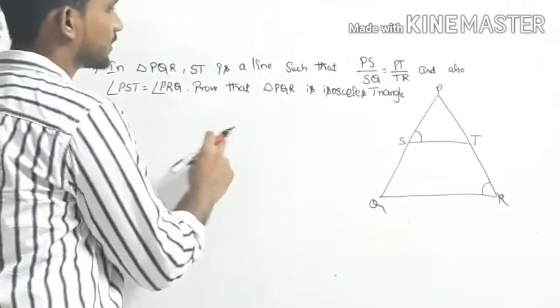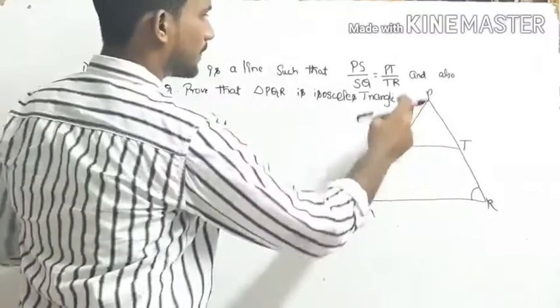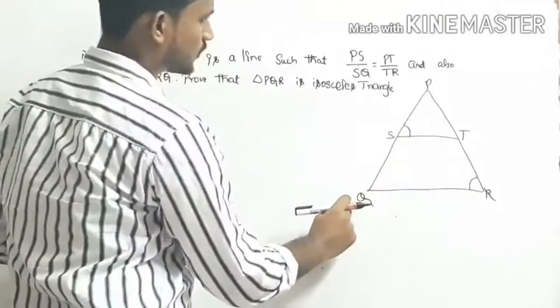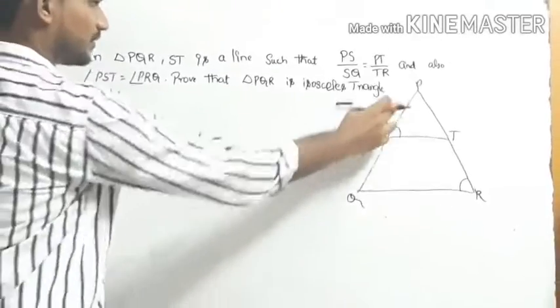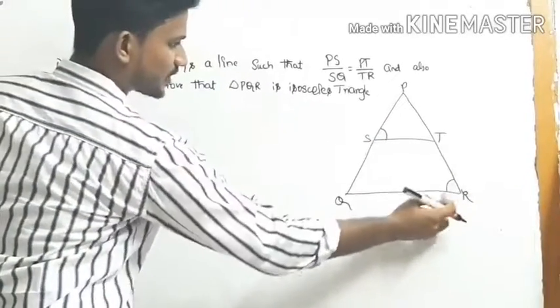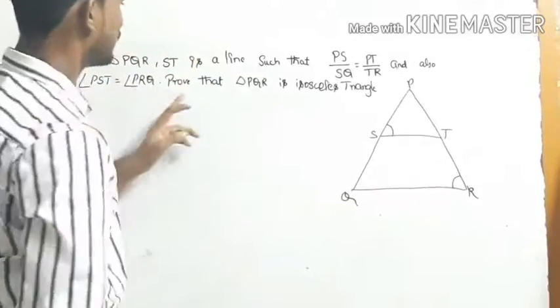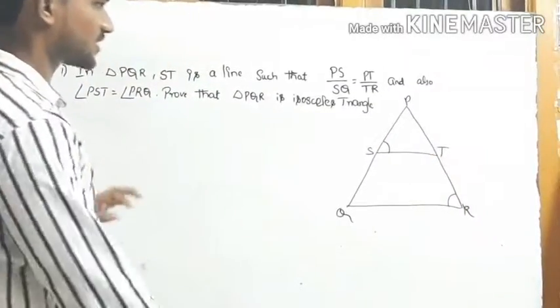In a triangle PQR, ST is a line such that PS by SQ equals PT by TR, and also angle PST, that is S angle, equals angle PRQ. These 2 angles are equal. Prove that triangle PQR is an isosceles triangle.